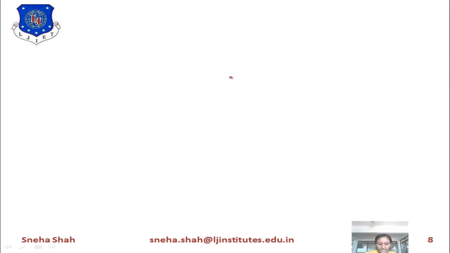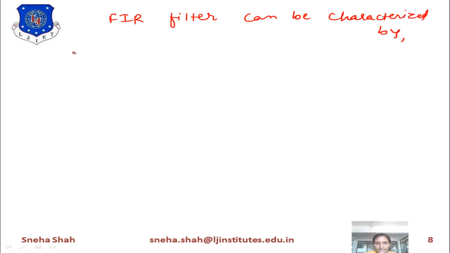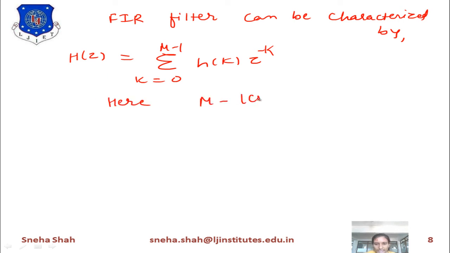Now the next, any FIR filter can be characterized by its Z transform, which is H of z equals summation k equals 0 to m minus 1 of h of k z raised to minus k. Over here we take the range as 0 to m minus 1 because we are taking the finite impulse response filter instead of the infinite impulse response filter. Here the value of m is the length of the filter and m minus 1 is the order of the filter.